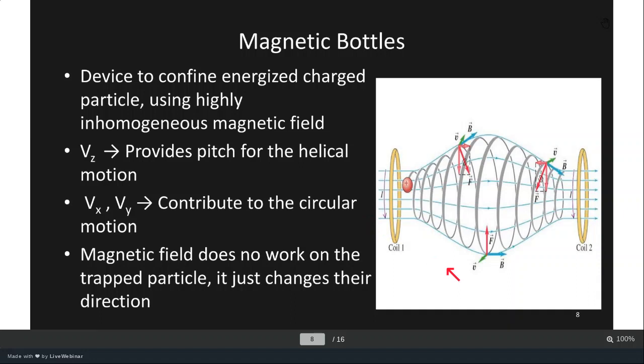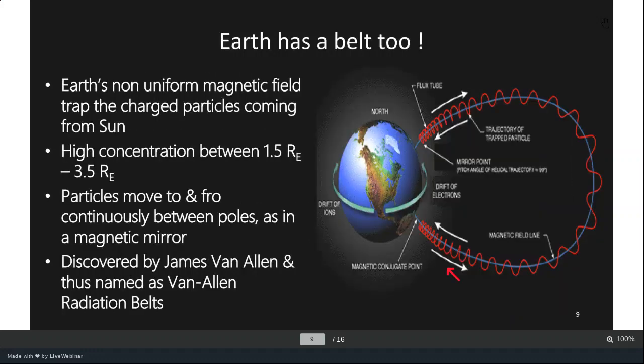Now we will see a practical example of this magnetic mirror. So we all know that the Earth acts like a giant dipole magnet, and its magnetic field lines converge at the magnetic north and south poles. In a similar fashion to a magnetic bottle, Earth's non-uniform magnetic field traps charged particles coming from the Sun in donut-shaped regions around the Earth.